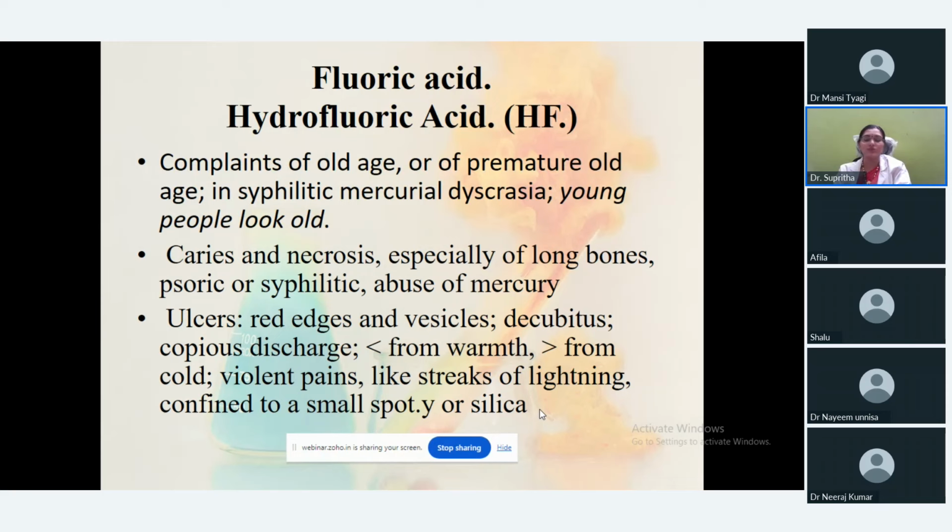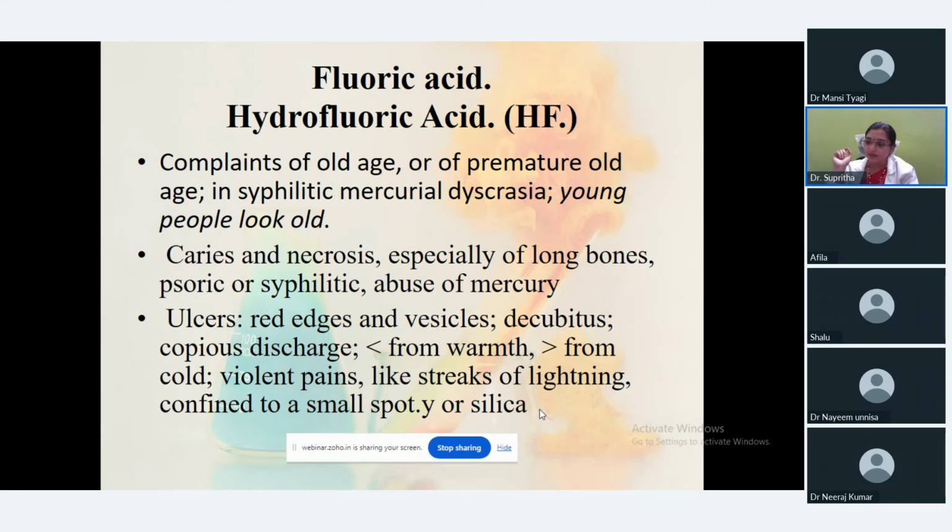Abuse of mercury. If you compare the ulcers, we can compare with many other remedies like nitric acid, Merc sol, and all. In fluoric acid, the ulcer presentation is like red edges and vesicles, decubitus ulcers, copious discharge, aggravation from warmth, amelioration from cold, violent pains like streaks of lightning, confined to small spots, or in silicea. So pain in spots. What are the other remedies?